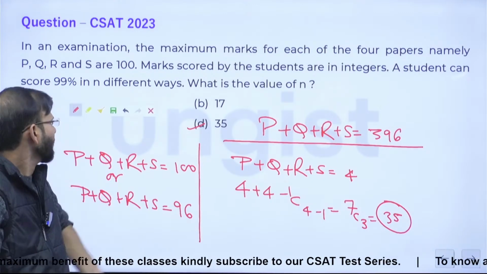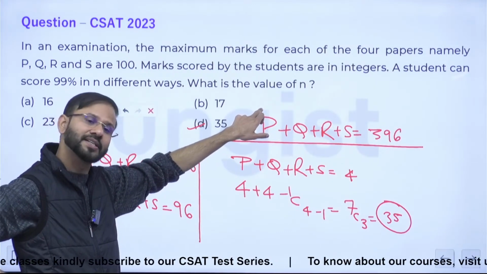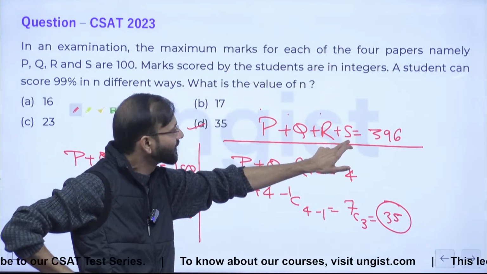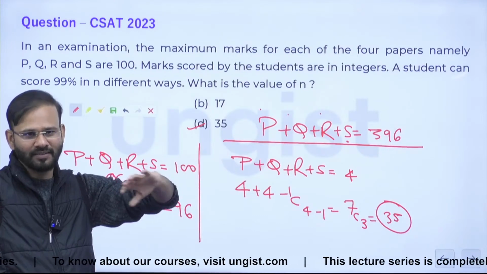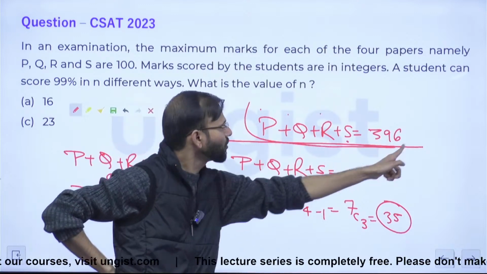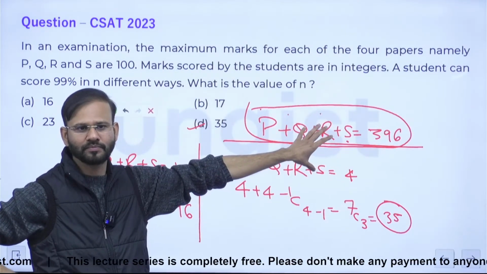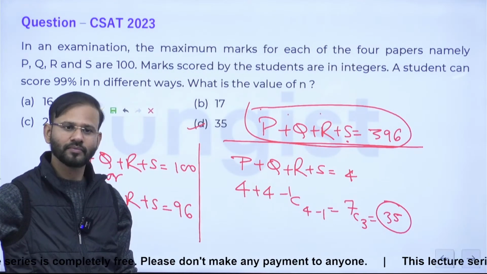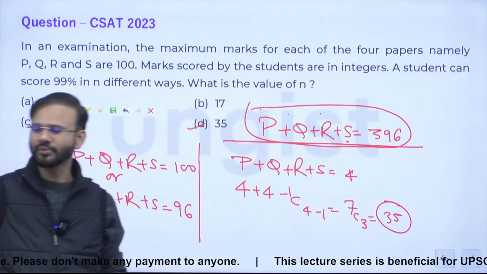What is the reason? If you do it like this, then you will start with 0 also. In one subject he is getting 0. Suppose here also it is 0, here also it is 0, and here it is 396. Then it is beyond maximum marks. If you use the formula here, it will give you all the possible solutions of this equation, which is not the demand of the question. Everybody clear now?